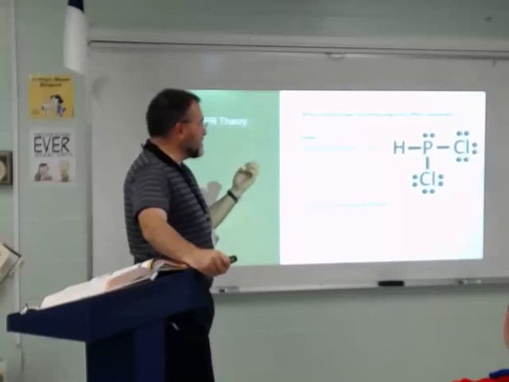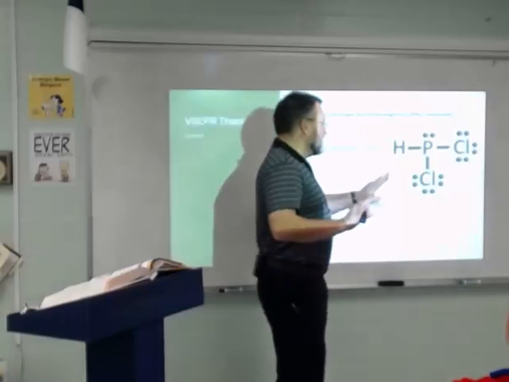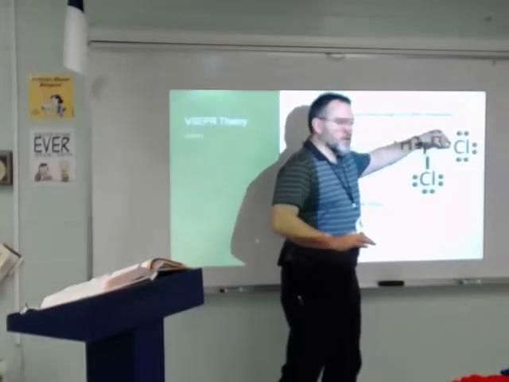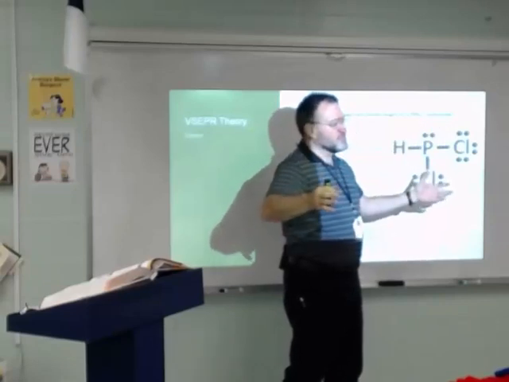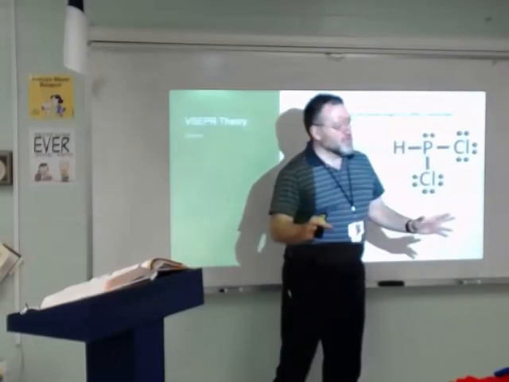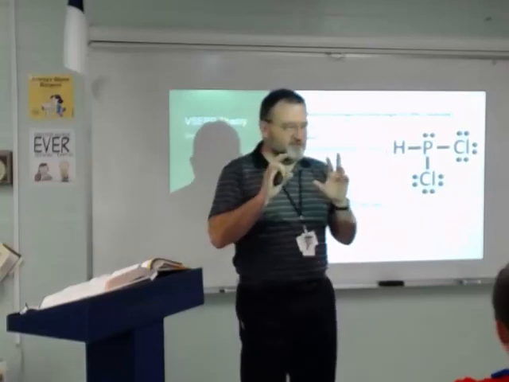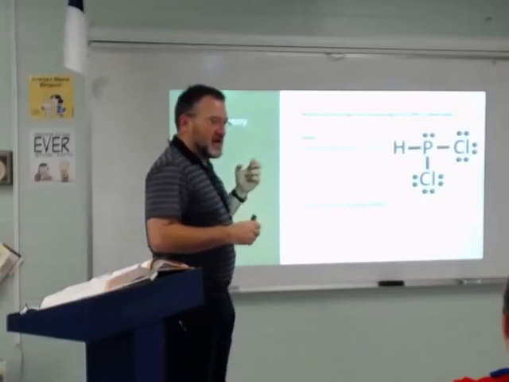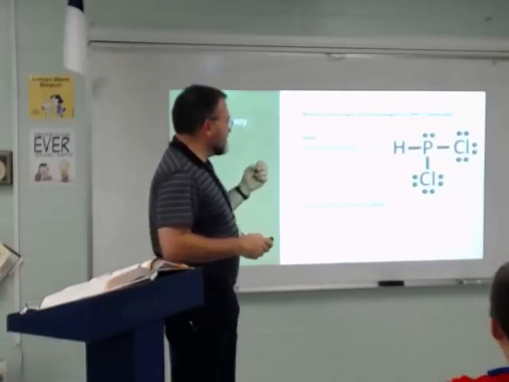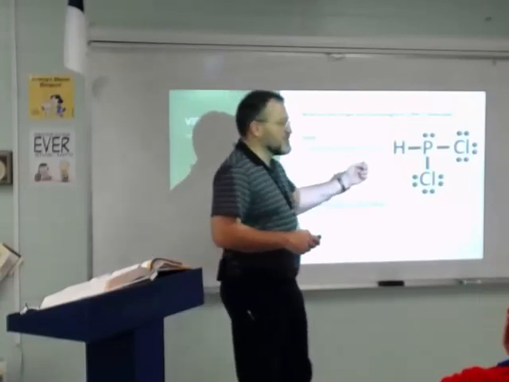You have to remember that this shape is going to be based on 4 different items. It's going to be based on a tetrahedral. It's either going to be a tetrahedral or it's going to be based on a tetrahedral because it has 4 different points of connection around the central atom. It has 4 points, but it only has 3 bonds.